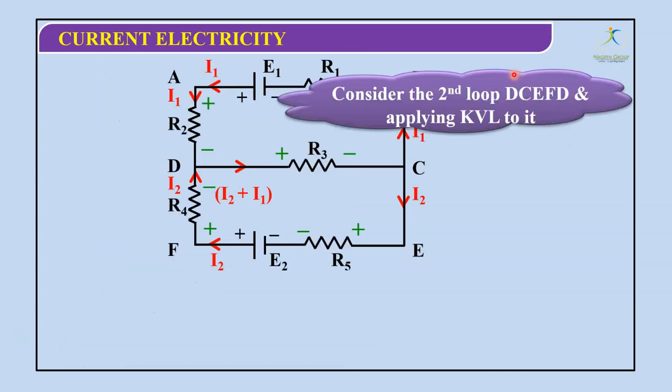The second equation we can make by taking another loop. Consider the second loop D, C, E, F, D. Again, the loop starts from D and ends at D also, and we apply KVL to it.